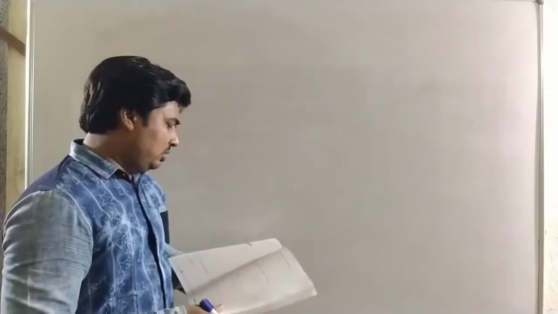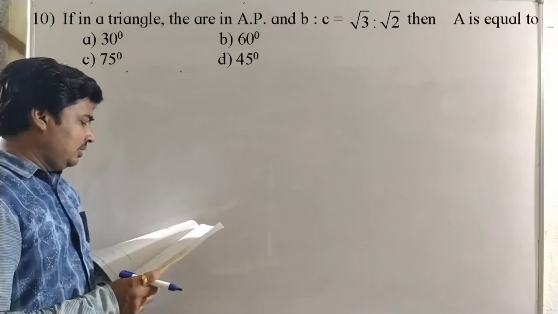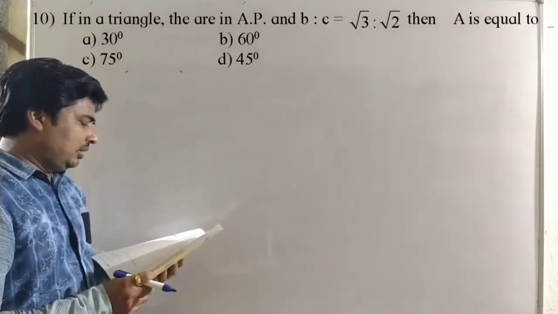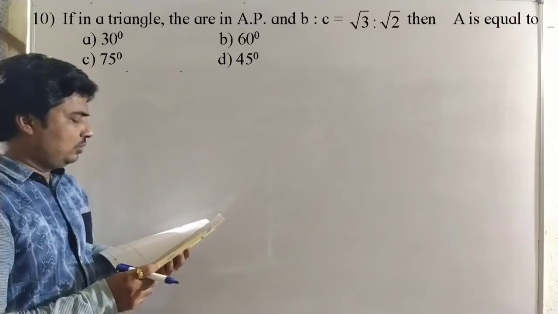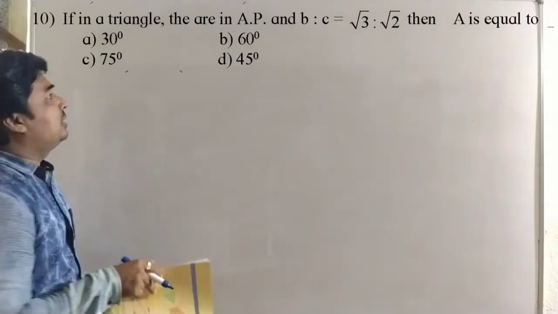Now the question number 10 here. In a triangle the angles are in arithmetic progression and the ratio of sides, that is a, b, c is root 3 is to root 2, then we want to find the angle A. Okay, here see carefully.